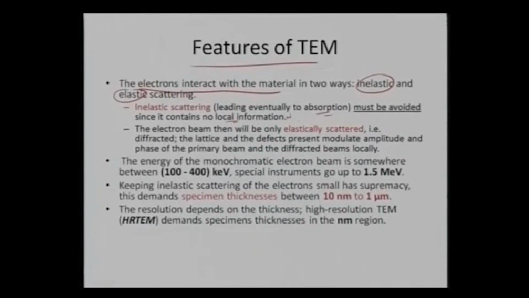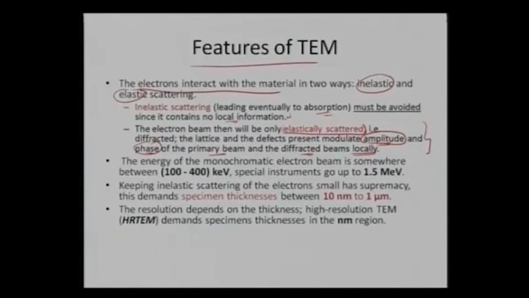But if I let it interact elastically, so that elastic diffraction can occur, then I can modulate either its amplitude or its phase with respect to the primary beam. So I can get information from either defects or the lattices. From that I can get what kind of amplitude change or phase change there is with respect to the primary beam, and so I can extract the information about what is happening locally from the diffracted beams. That is the advantage of elastic scattering with the material.